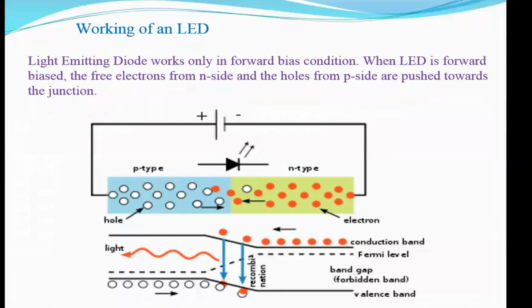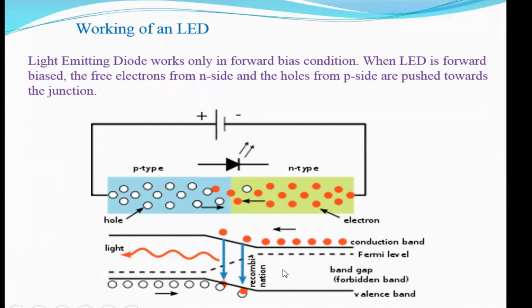Now coming to the working of an LED, LED works only in the forward bias condition. Positive terminal of the battery is connected to the p-type of the diode, and the negative terminal of the battery is connected to the n-type of the diode. We know in forward bias condition, a PN junction diode is going to allow the flow of current, and when you're connecting in the forward bias, holes from the p-type will be moving towards the junction and the electrons from the n-type will be moving towards the junction.